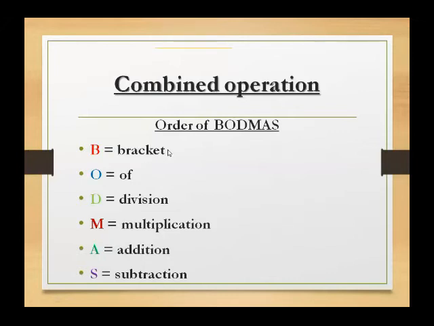The order of brackets is vinculum, parenthesis, braces, and square bracket. Then we will solve off, then division, multiplication, addition, and subtraction. We have already discussed division, multiplication, addition, and subtraction in previous lessons. Now this is the combined operation BODMAS rule. B stands for bracket, O stands for off, D stands for division, M stands for multiplication, A stands for addition, and S stands for subtraction.